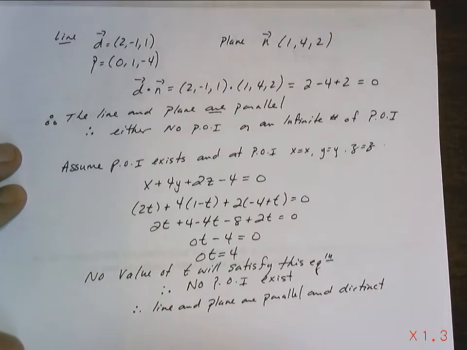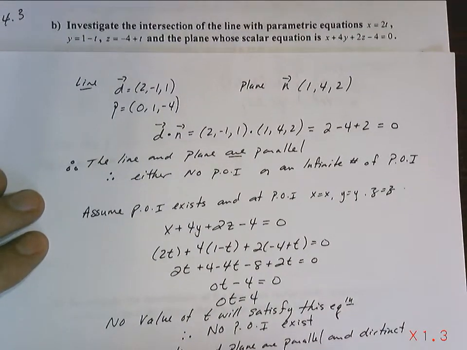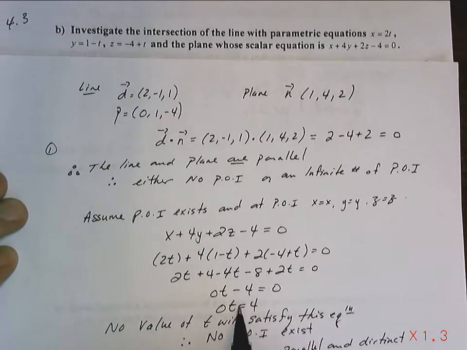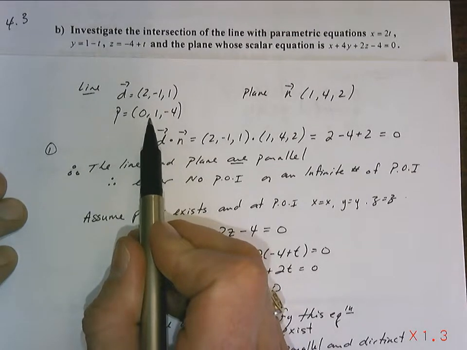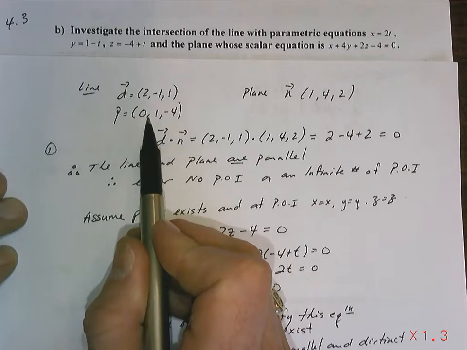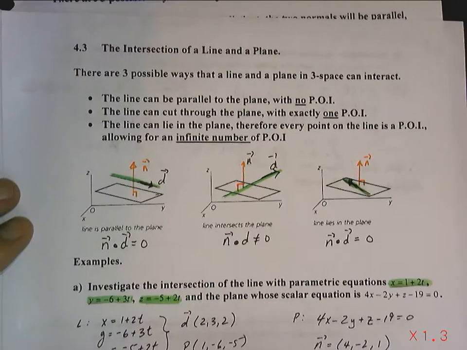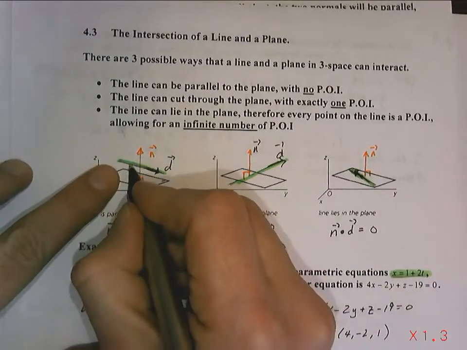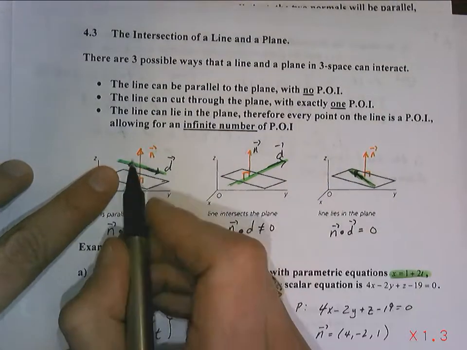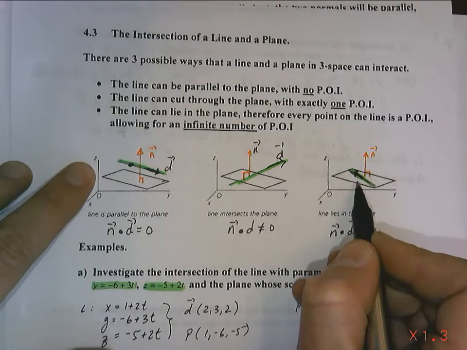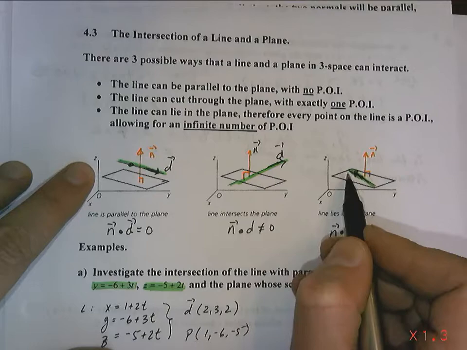Now, that's great, and that works really well. Here's another way. Instead of going after a value of t that will show if there's a point of intersection, what if we just took the point that's on the line and decided whether or not that lies on the plane? We know we're given a point on the line. Why not take that point and plug it into the scalar equation of the plane, and if it works, then guess what? There's a point of intersection. If there's one point of intersection, there's an infinite number of points of intersection.